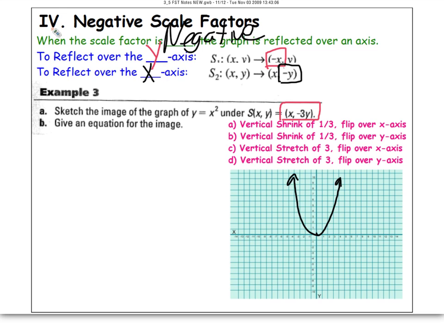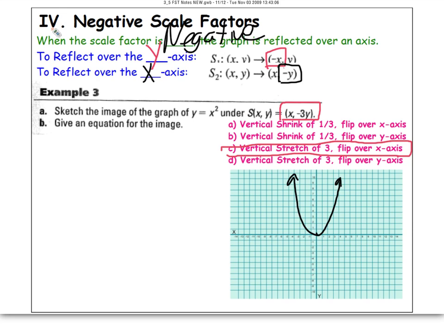Well, it's happening to the y, so it's vertically. It's 3 times bigger, so it's a stretch. So it's a vertical stretch of 3, but where is it going to flip? Well, they're doing a negative to the y, so what's going to actually happen to this graph is letter C. It's going to be a vertical stretch of 3 and then flip over the x-axis.